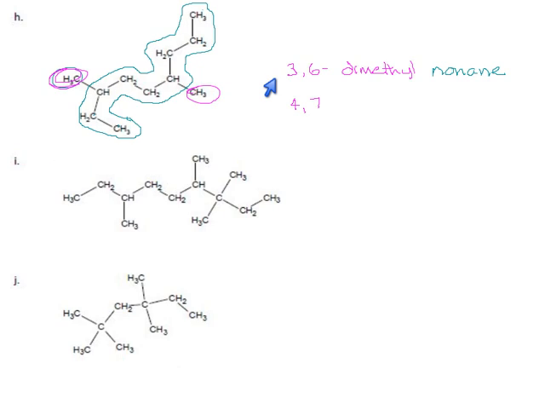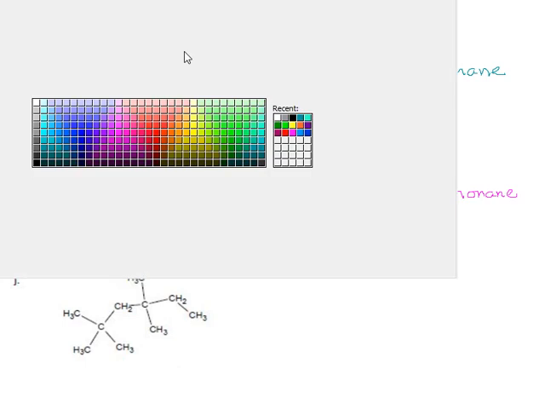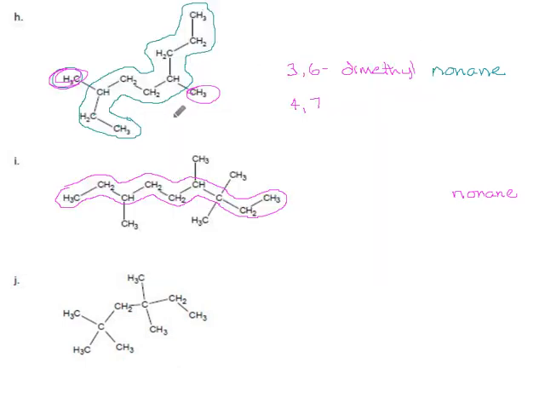Next, for a primary, 1, 2, 3, 4, 5, 6, 7, and then these two is the longest path. Okay, so all that is our primary. 1, 2, 3, 4, 5, 6, 7, 8, 9, nonane again. And what's attached to it? A methyl group, another methyl group, and another, and another. This is tetramethylnonane.